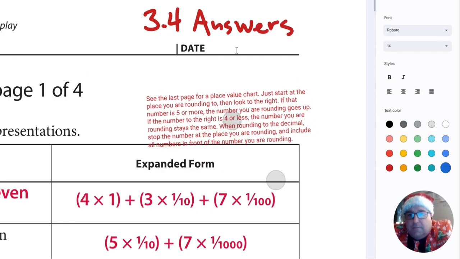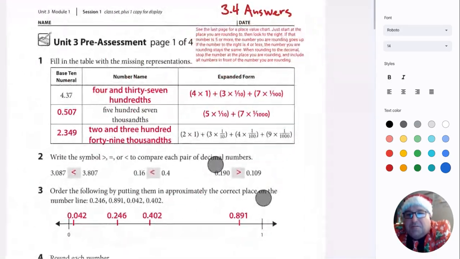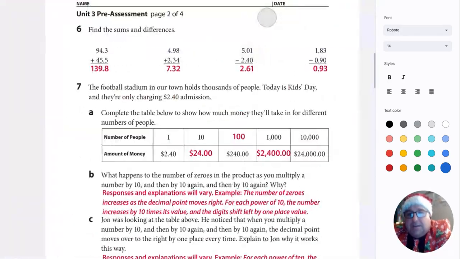So we'll explain. Oh, oops. Okay, didn't know I could do that. We'll explain that, but let's start by looking at our place value chart.